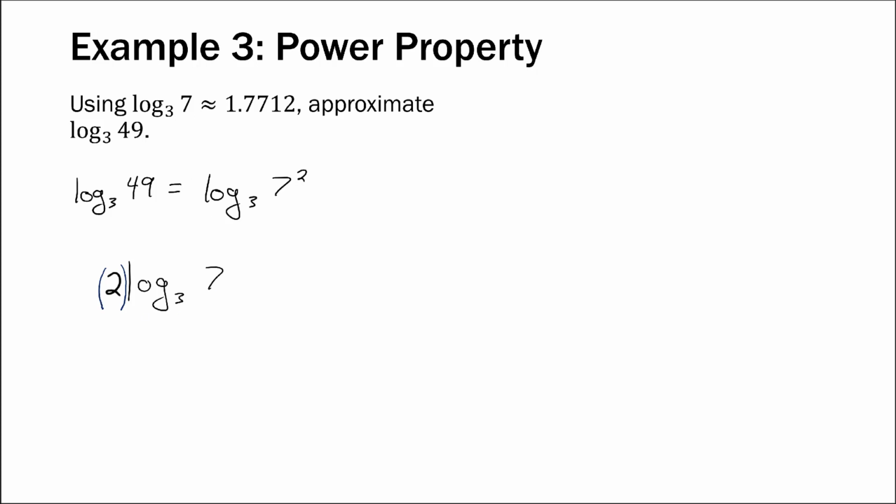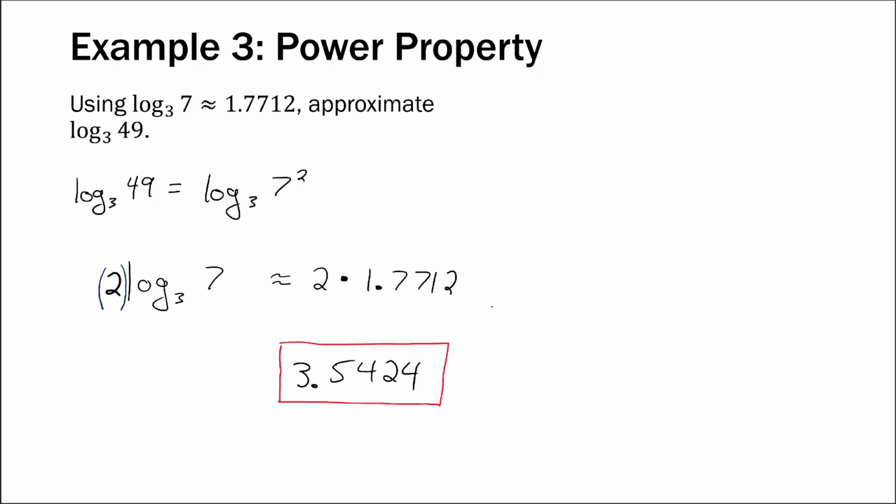Well, I know the approximate value of log base 3 of 7 because it's given to me up here. So this is going to be 2 times the value for log base 3 of 7, and when I plug that into my calculator, I get 3.5424.